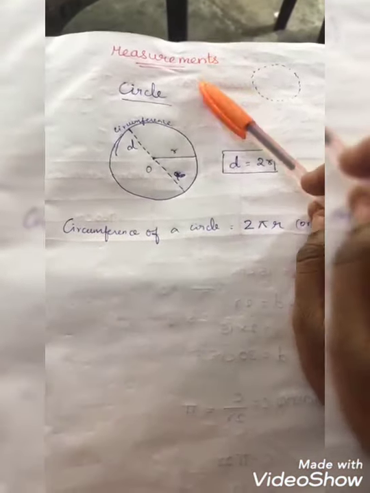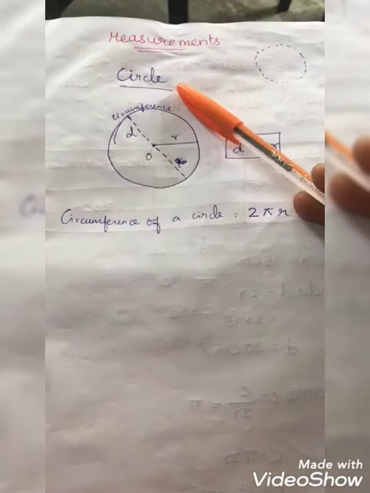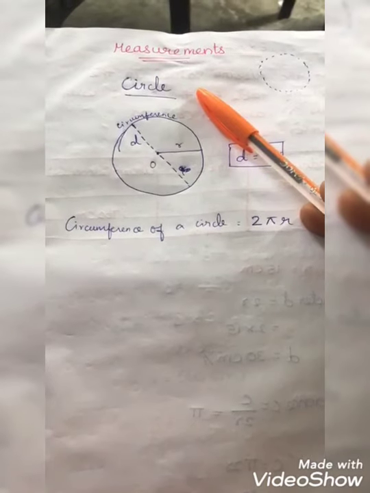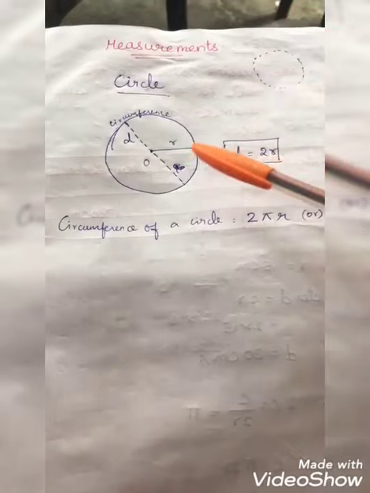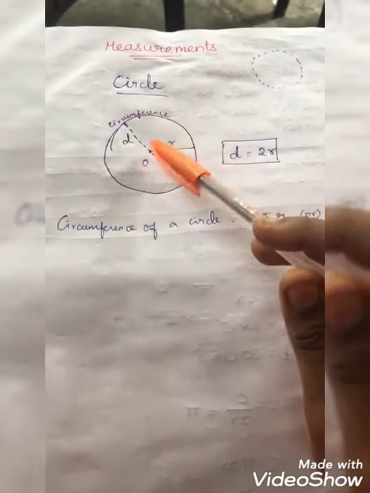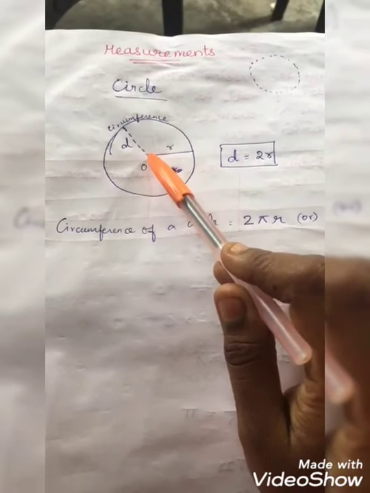Students, so today I am going to introduce a new chapter, measurements. In that measurements we already learnt about so many shapes. Here we are going to see in detail about the circle. Okay, so this is a point which is the center of the circle.